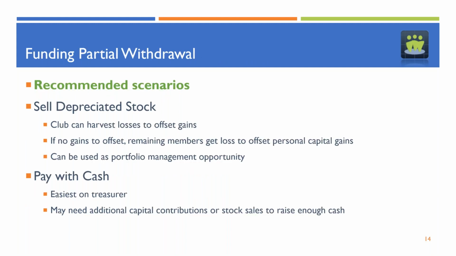Okay, so the recommended scenarios. Sell depreciated stock. Well, you harvest your losses. Members can get to offset their personal gains. You also offset club gains, so members have fewer gains to report on their K1 and then on their personal tax returns. And if you know you only need to sell, it's an opportunity to do some portfolio management. You know, try and figure out which stocks don't have future or less future potential, where you might want to sell those.